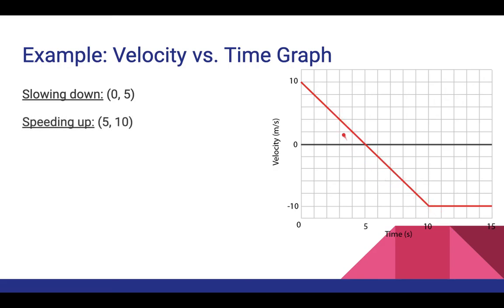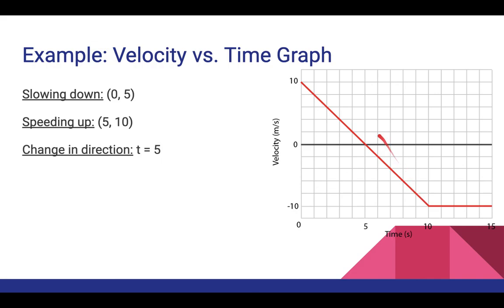Now we're speeding up from 5 to 10 because our velocity is now heading away from the 0 meters per second mark. In terms of the language of calculus, what's happening is that our velocity is negative. We can look at that on the y-axis. And the slope of the velocity versus time graph, which is our acceleration, is also negative. So velocity and acceleration have the same signs from t equals 5 to t equals 10.